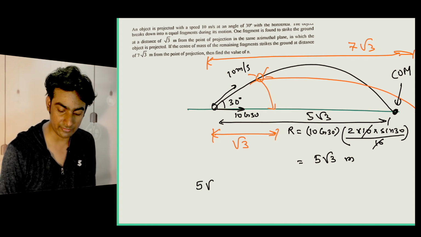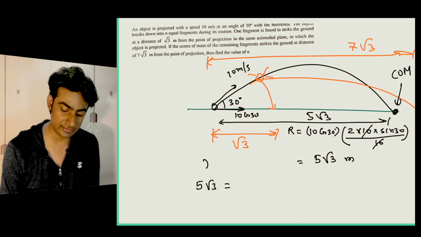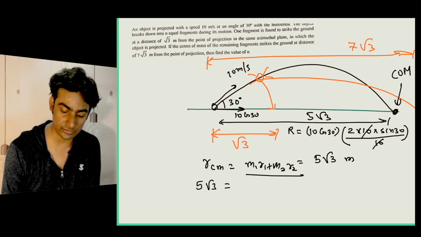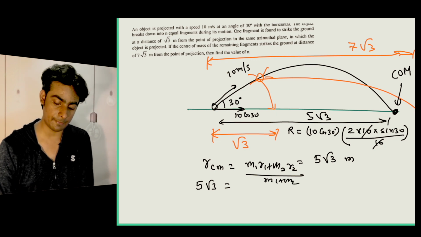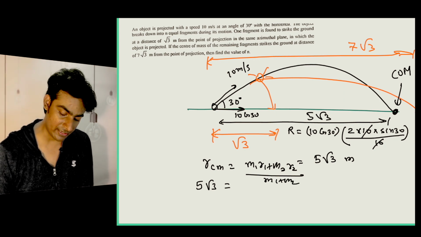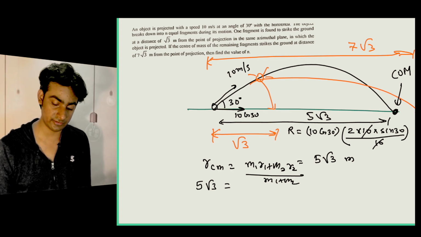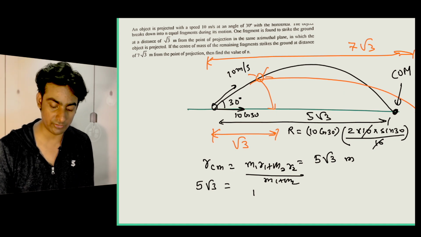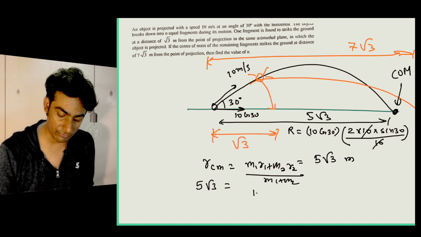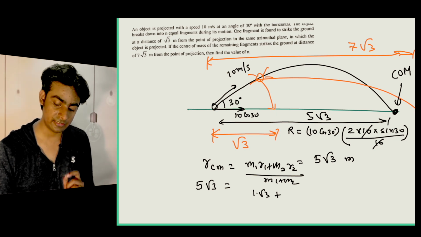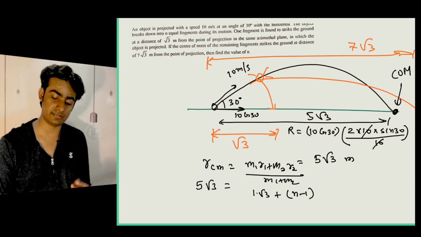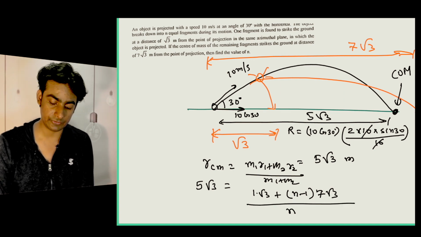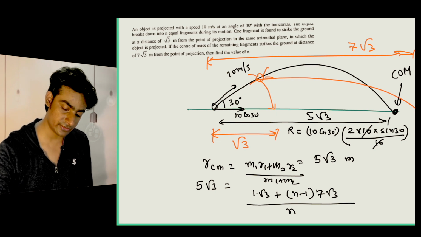So we can write 5 root 3 equals R_CM equals (M1 R1 plus M2 R2) divided by (M1 plus M2). So 5 root 3 is the center of mass location after the explosion, when they reach the ground. So M1, let's say the mass of the one fragment, is 1 unit, so 1 into root 3, plus the remaining mass, which obviously will be n minus 1 units, into 7 root 3, divided by the total mass, which is n units. So let's solve this equation.